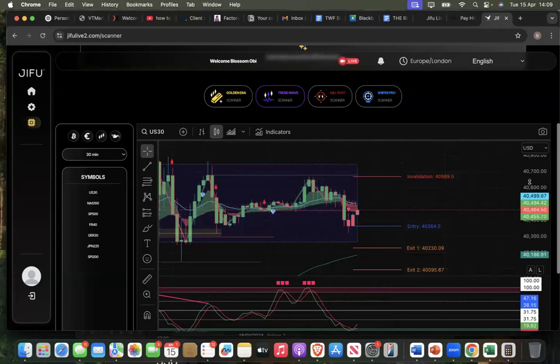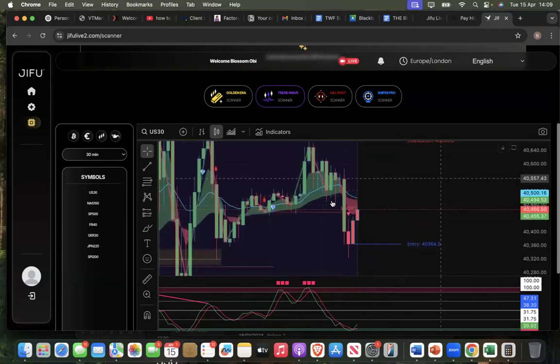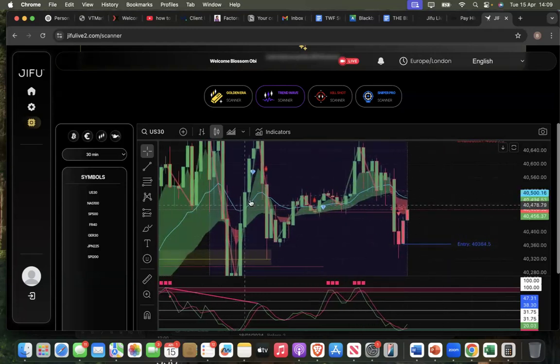Now I want to teach you something. Can you see this blue line, this blue EMA line? Can you see that it's above the candle? When this EMA line is above the candle, like this, it's going to sell. When it is below a candle, it's going to buy.